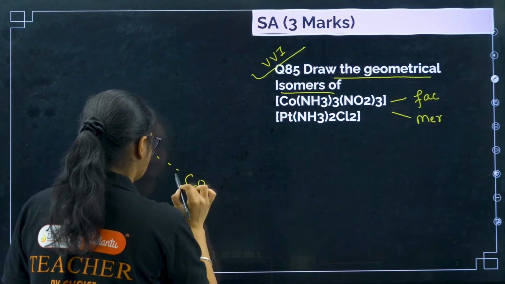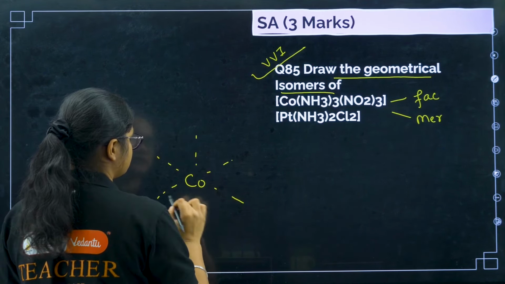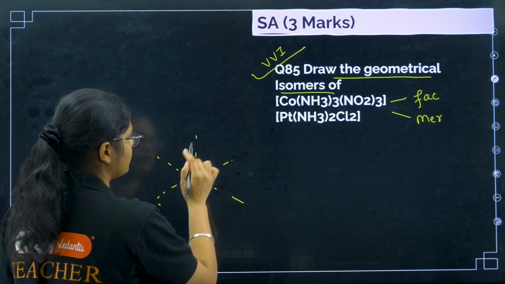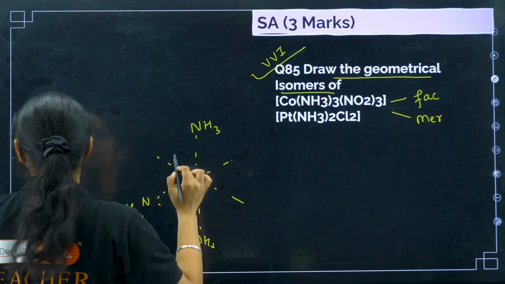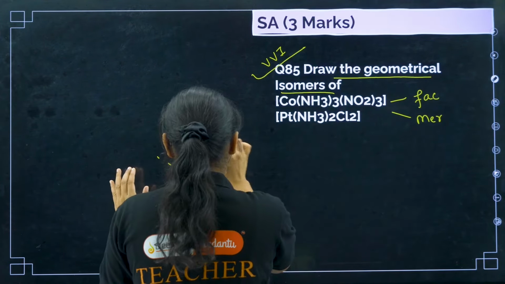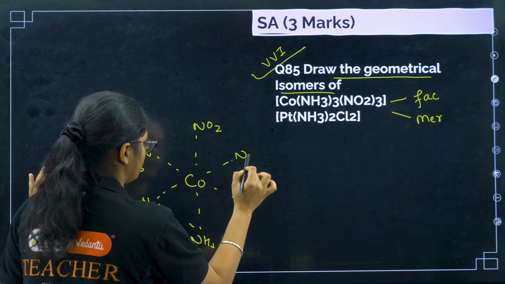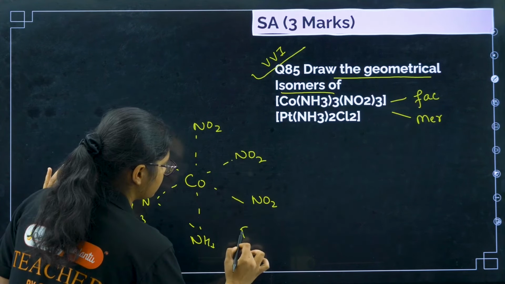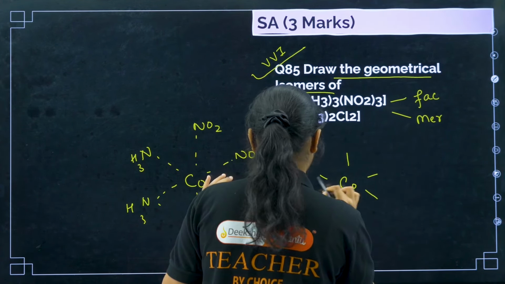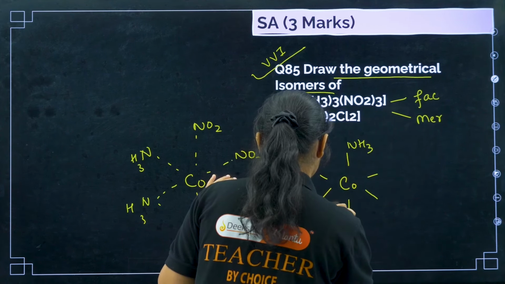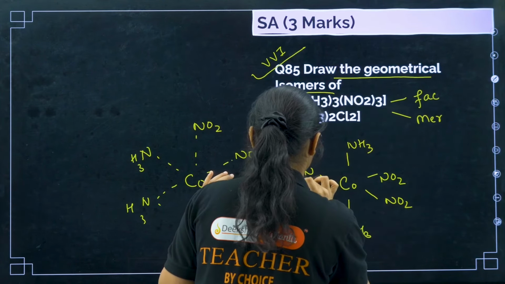You have Co, and the coordination number is 6, right? If I take any one face, here I have to put the same ligands. So Co with NH3, NH3 and NH3 on this face, and here I can put NO2, NO2 and NO2. This is facial. Meridional is anything apart from this. I can take NH3 here, NH3 here, NH3 here and NO2, NO2 and NO2.